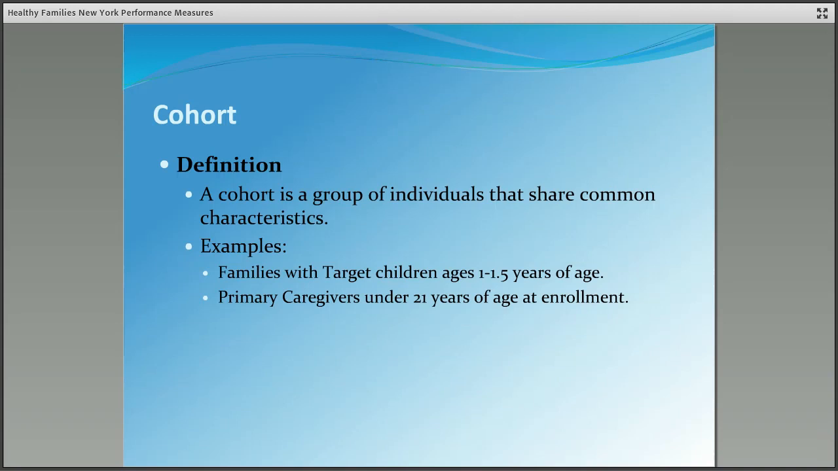Another important concept that we will reference over and over again is a cohort. A cohort is a group of individuals that share common characteristics. One of our performance targets only looks for families where the target child is 1 to 1.5 years old in the reporting period. Another example of a cohort is caregivers under the age of 21 at enrollment.